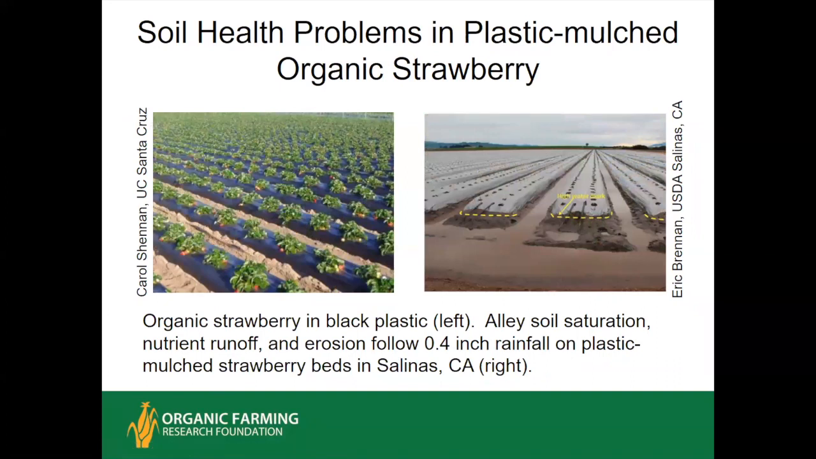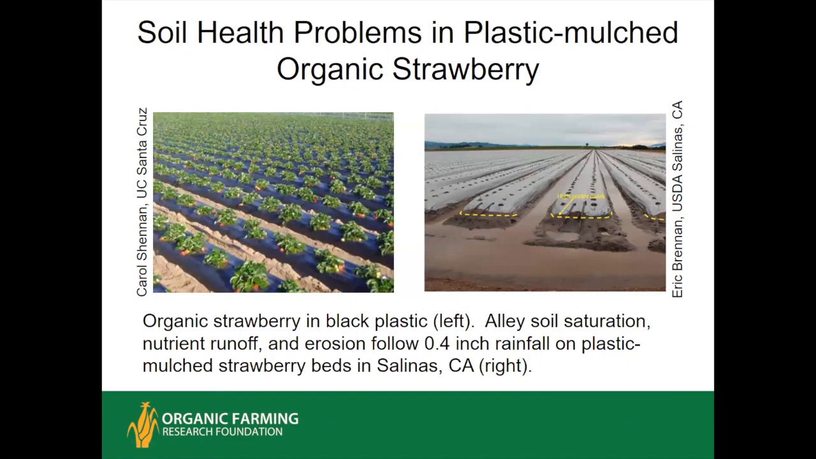Okay, so we'll go from very dry to very wet. I know I'm jumping back and forth here, but now we're back in Salinas in a different system. This one is organic strawberry. Strawberries, organic or not, are typically grown on these plastic mulch raised beds with a furrow or alley in between, which is typically bare. And this is based on my reading of one of Dr. Brennan's research reports in a refereed journal.